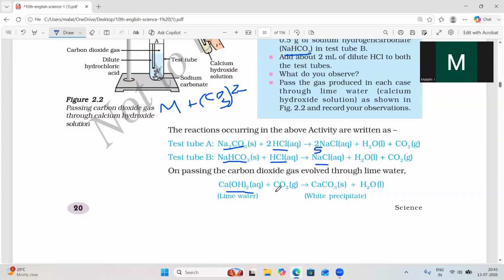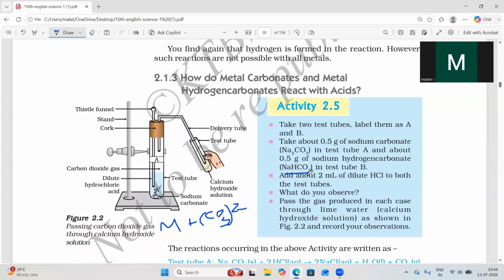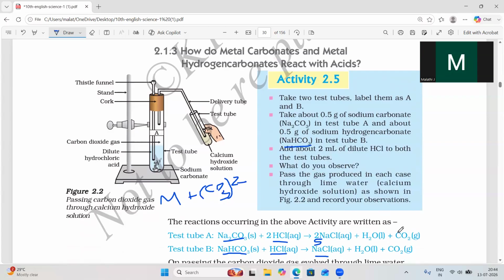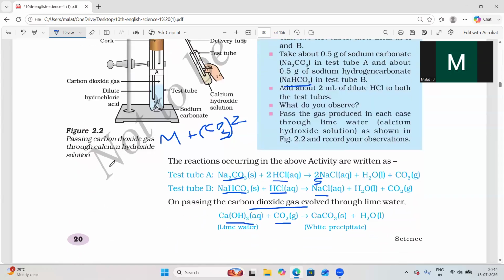calcium hydroxide, when it reacts with how? On the passing of carbon dioxide gas evolved through lime water. Before, we observed hydrogen gas, and how do we know whether hydrogen gas is released or not? Here, which gas are we getting? We are getting carbon dioxide. How do you test whether the evolved gas is carbon dioxide or not? That is the experiment given, that we should find through the lime water test. In the lime water test, bubbles come out.